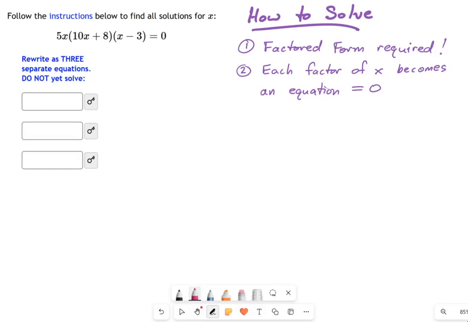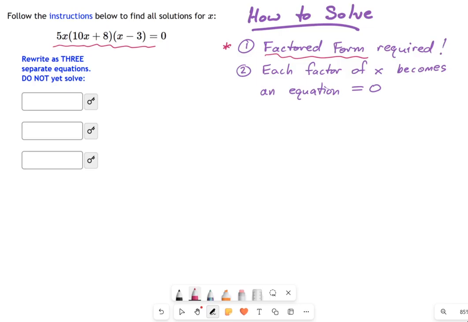The topic of solving equations is a big one. We're going to spend a lot of time solving all sorts of different equations this year. But one thing that's pretty standard at the beginning is how to solve a factored equation. These are equations that are in what's called factored form.